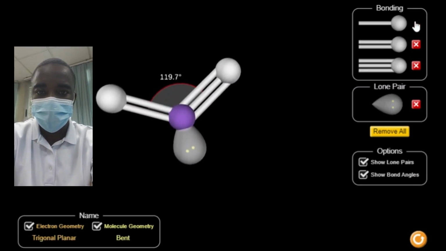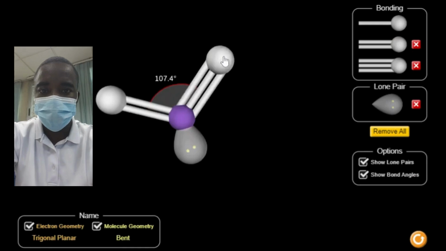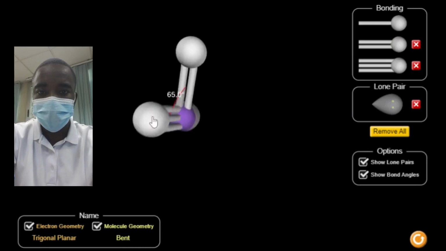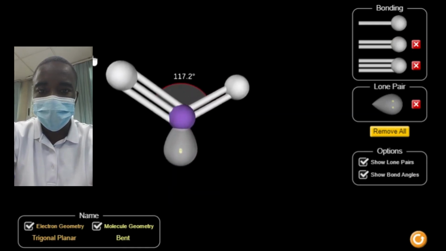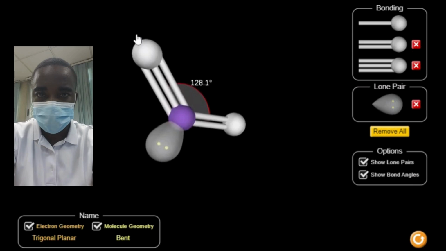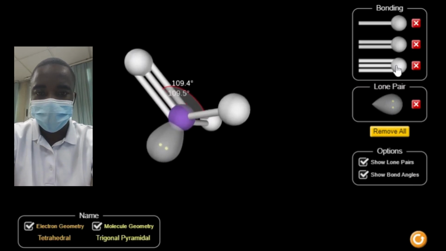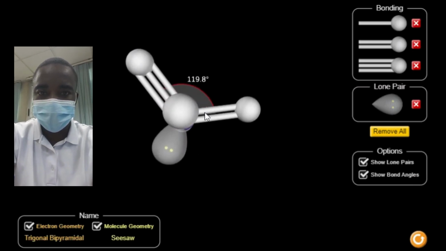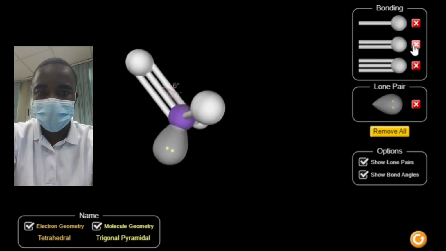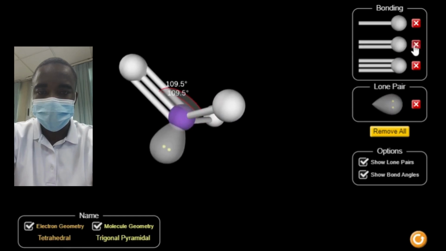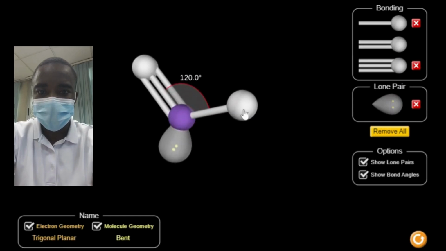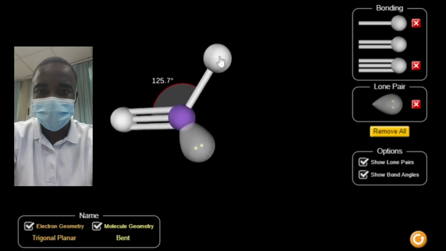Students can also add lone pairs of electrons to the central atom. Lone pairs are electron pairs that are not involved in bonding, but still influence the geometry of the molecule. By adding lone pairs, students can observe how these non-bonding electrons affect the shape and bond angles of the molecule. This feature helps students understand the role of lone pairs in determining molecular geometry.